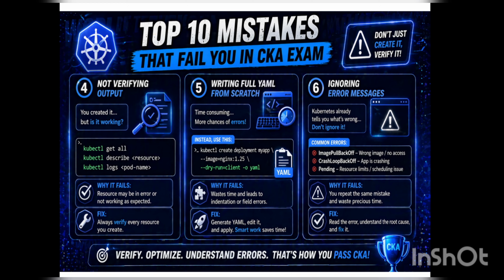After that, the next mistake that most people make is writing the full YAML from scratch, or let's say not full but at least half or some portion from scratch. This wastes time and increases the chances of errors. Instead, generate YAML instantly using kubectl create with --dry-run=client -o yaml.